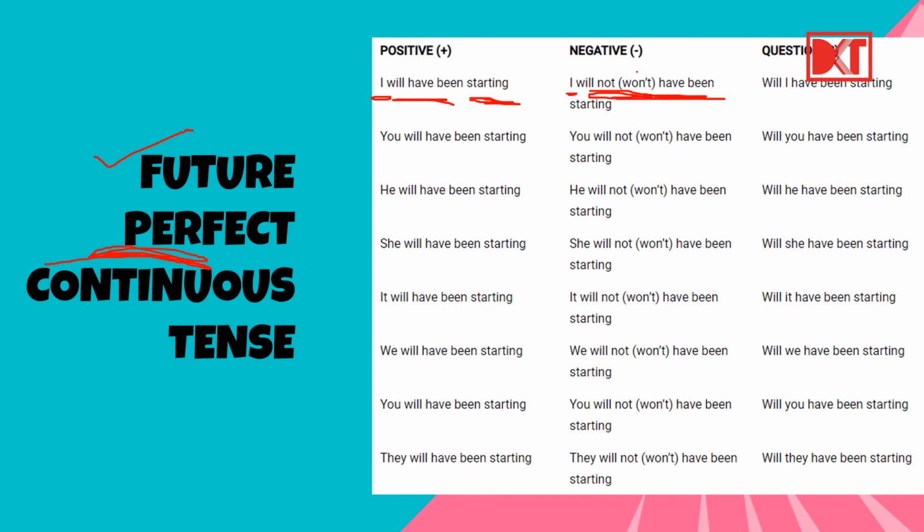We include a not in between because it is a negative sentence. Then the verb plus ing. Then we have for a question, will plus subject plus have been plus verb ing. So this is valid again for all the category of persons, first, second, or third, singular or plural.